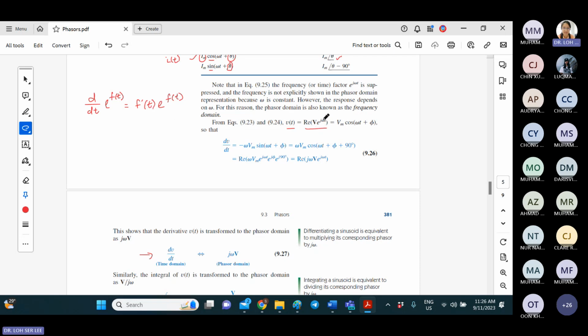Now, this one, e^(jωt). When we differentiate this function, we get e^(jωt), and then we differentiate this part, you get jω, right? Actually, that ω, I think this is omega. Normally, you call this omega. I'm not sure, but now I just call this w. jω e^(jωt).